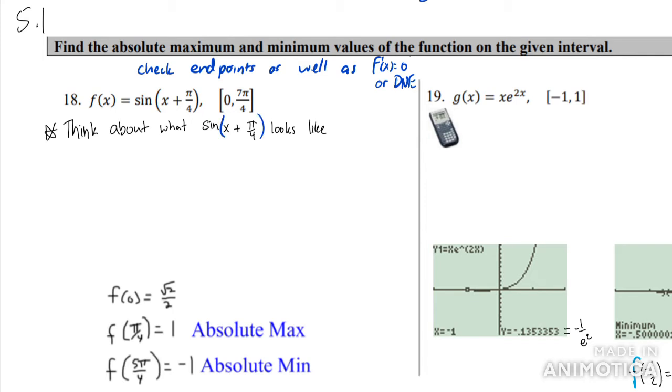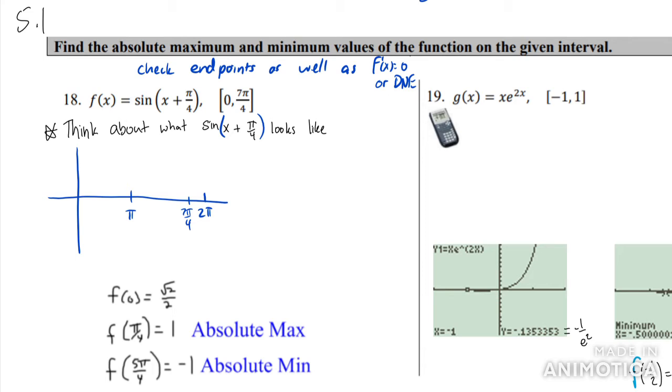This here is really just a sine of x plus a constant inside. So if I think about it for a second, we're going from 0 to 7 pi by 4. So I'm going to have pi, I'm going to have 2 pi over here, and 7 pi by 4 is like over here. It's pi and 3/4.